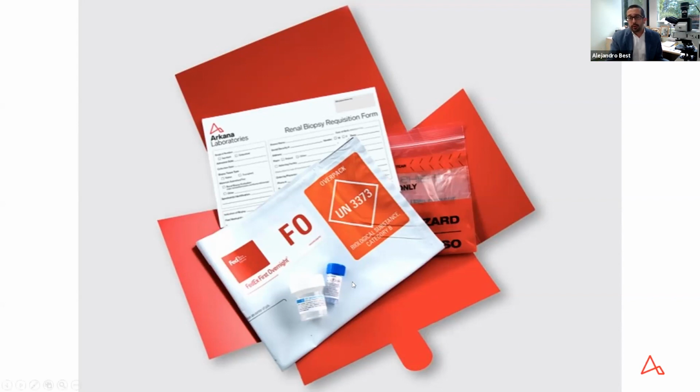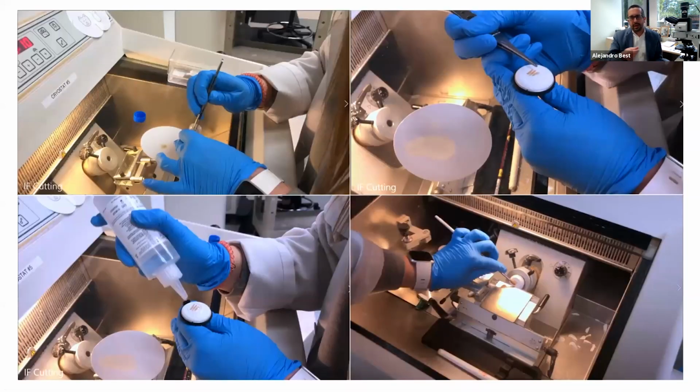And depending on where you work, you may take a little piece and put it in glutaraldehyde for electron microscopy. Although here at Arcana, we do our electron microscopy from the formalin-fixed tissue. So this is just the gist of what happens to the tissue after it gets taken from the patient. Now, what happens when we get to the lab?